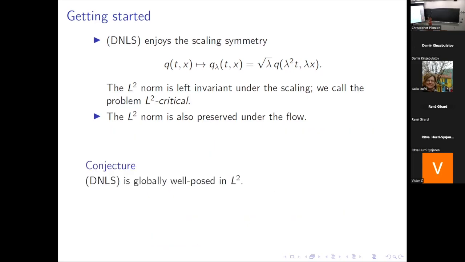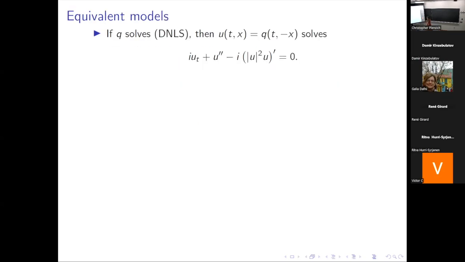Okay. So from what I've said so far, we see that investigating the well-posedness of the NLS in L2 is an interesting problem, the best that we could hope for, and it is going to be hard because it is, as we said previously. So we make the conjecture, the NLS is globally well-posed in L2. Now, let's see whether this conjecture is promising or not, whether we believe that it will be true or not. So let's look at some equivalent models to the NLS.